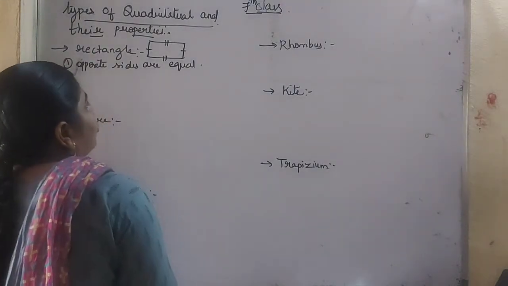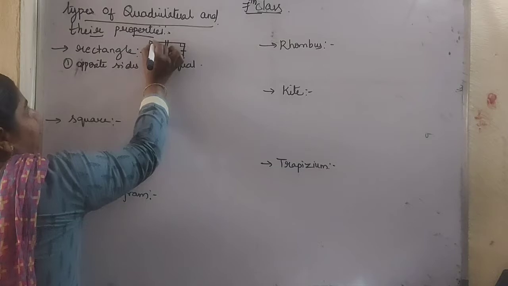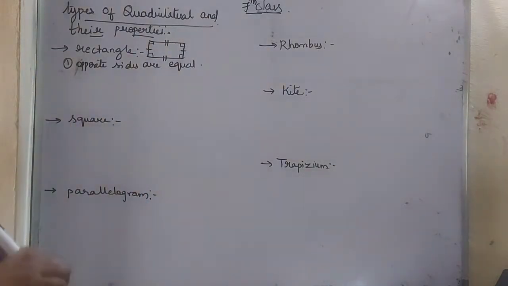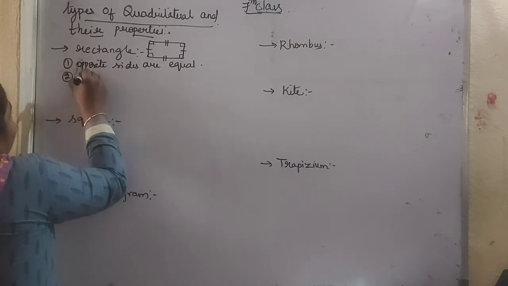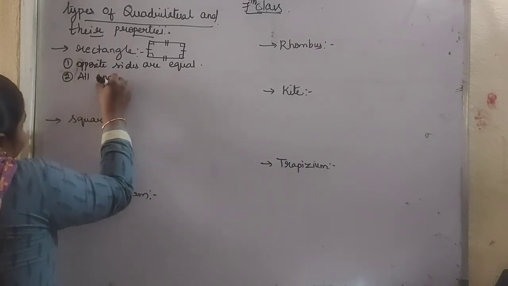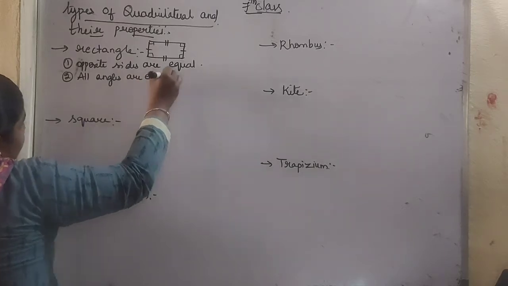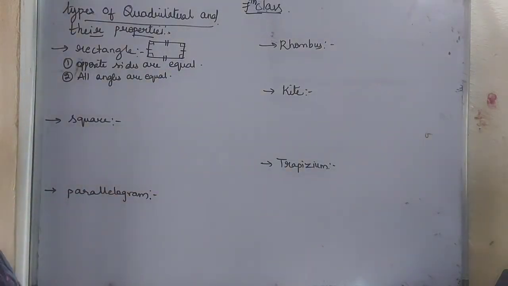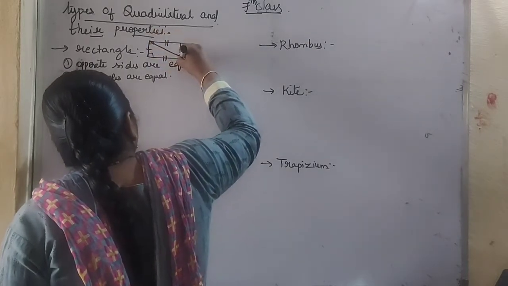And what is the next property? If you see in a rectangle, all angles are equal to 90 degrees. So the second property is all angles are equal. And if it is a rectangle, it is a quadrilateral, so you will see two diagonals.